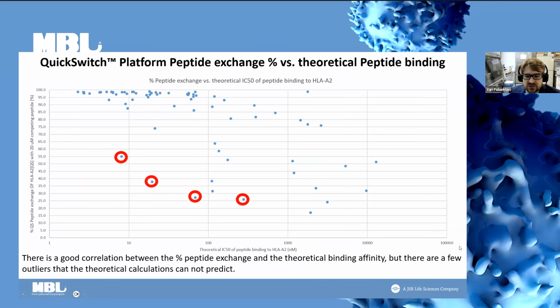The exiting or QuickSwitch peptide exchange percentage can tell us a lot about the peptide's binding or loading affinity for the MHC molecules. If we compare the percent exchange for each peptide against the theoretical binding score for the MHC molecule provided by the IDB website, we can see that the peptides that exchange nearly all of the exiting peptide have a lower theoretical IC50, so they're predicted to be better binders. As you can see, there's a relatively good pattern going on here.